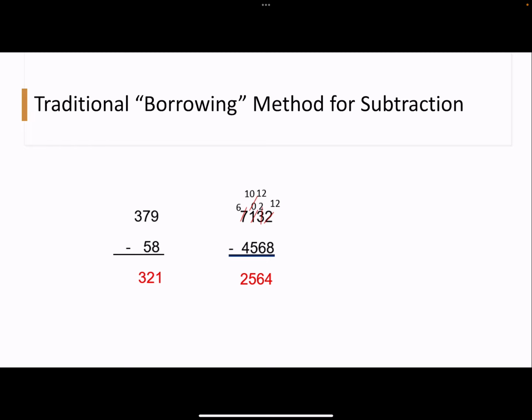9 minus 8, we're going to start from the right, gives me 1. 7 minus 5 is 2. And 3 minus 0 is 3.